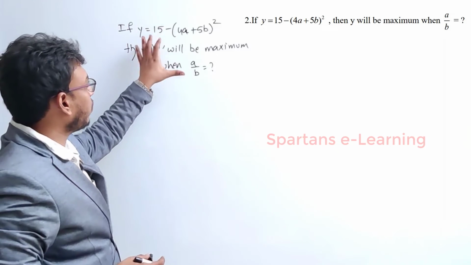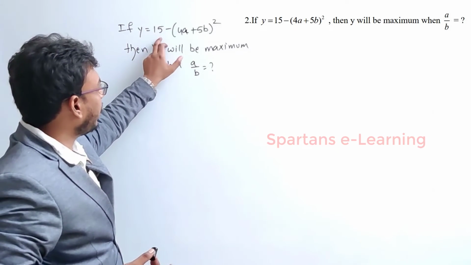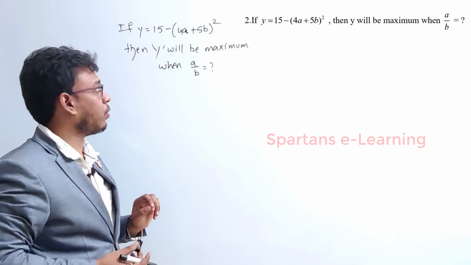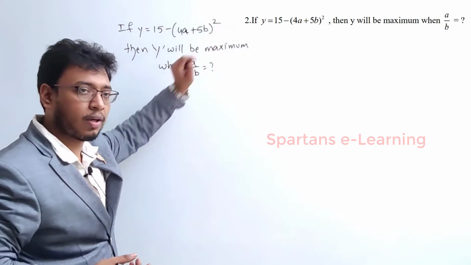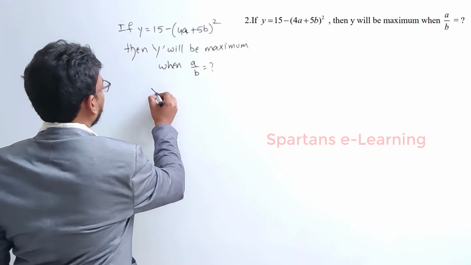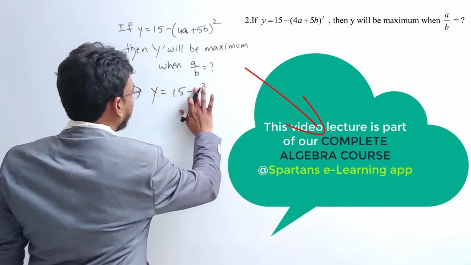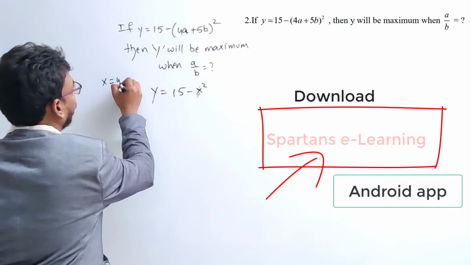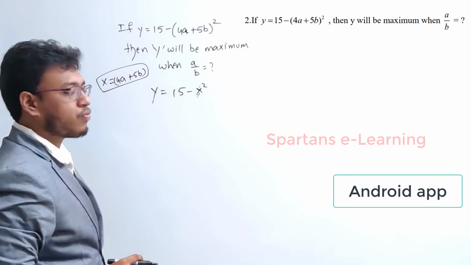Now you see here, whenever you see the question, I told you the algorithm to follow. First of all, try to identify whether you will be able to solve this question using perfect square logic. Now see here, it is very evident, 15 minus something perfect square is there, right? So don't try to use differentiation method. Instead, go by observing the perfect square. Now this can be written as minus x square, where your x is nothing but 4a plus 5b, fine?